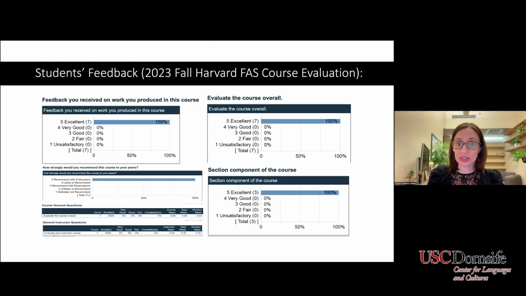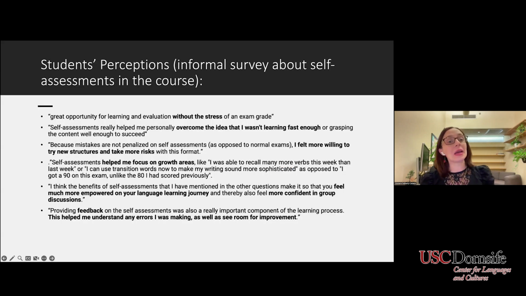This is the final result of the evaluations. The students gave very positive feedback for the course and the overall section. And in another survey that I did at the end of the semester, these were some of the comments. They thought they were able to improve their language production while lowering their stress. And this one is interesting: that person thought he was overcoming the idea that he was not learning fast enough.